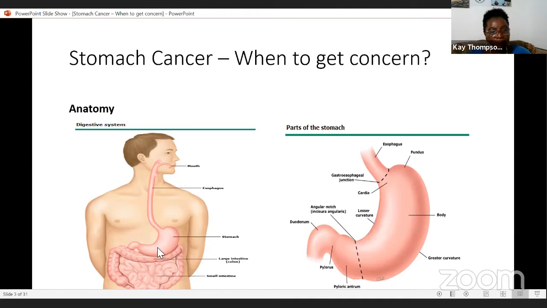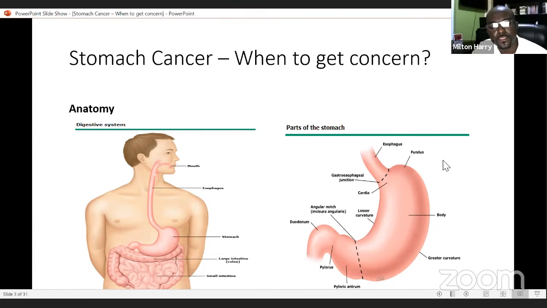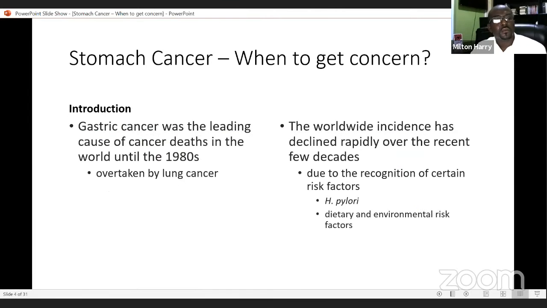So yes, we'll be looking at the stomach. Just a brief anatomy. When we eat, food gets through the esophagus and then to the stomach. When we're talking about gastric cancers, we divide them into proximal gastric cancers, those that are closer to the esophagus, as well as distal gastric cancers. Gastric cancer was actually the leading cause of cancer deaths worldwide up to the 1980s, when this was overtaken by lung cancer, that we'll also be looking at later on.